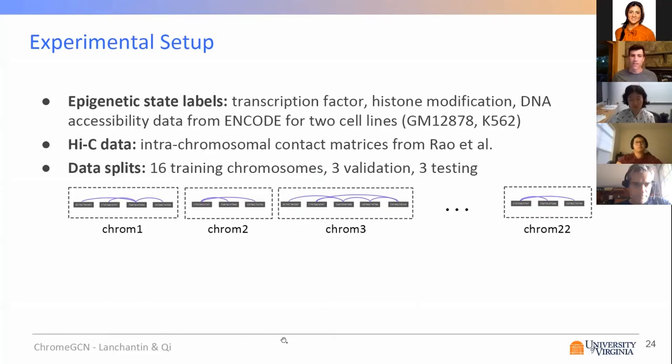So based on this Hi-C type of data that we're using, we split the data by chromosomes using 16 of them as training, 3 as validation, and 3 as testing. So each sample is really one chromosome where we want to predict the labels for all windows within that chromosome. So if you want to use this model to predict on new windows, you really need a full chromosome because we're using all the interactions within that chromosome to predict windows.